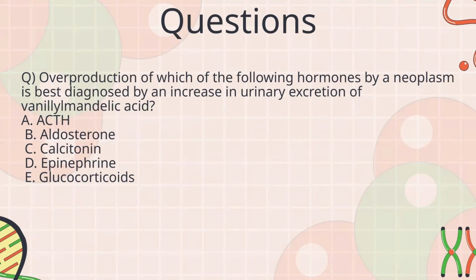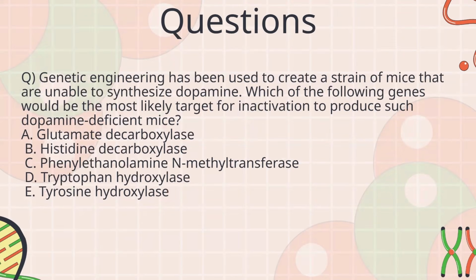Now, overproduction of each of the following hormones by a neoplasm is diagnosed by an increase in urinary excretion of vanillylmandelic acid. This is very easy. D, epinephrine, that's correct. Genetic engineering has been used to create a strain of mice that are unable to synthesize dopamine. Which of the following genes would be the most likely target for inactivation to produce such dopamine-deficient mice? You said E, tyrosine hydroxylase.